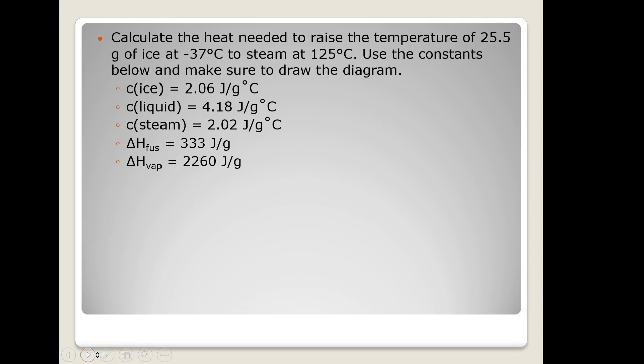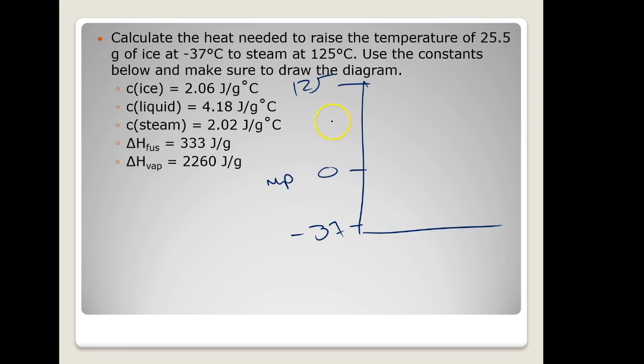doing these problems. So now, calculate the heat needed to raise the temperature of 25.5 grams of ice starting at negative 37. So we're going to draw the diagram. Lowest temperature is negative 37. And it's going all the way up to 125 degrees. Now with water, I will expect you to know that water melts at 0 and boils at 100.